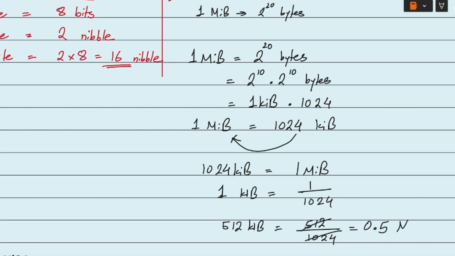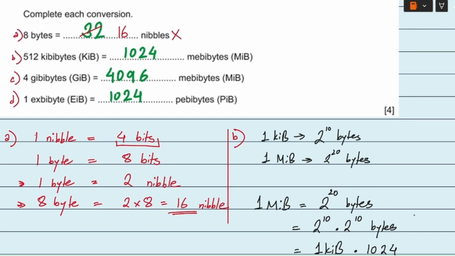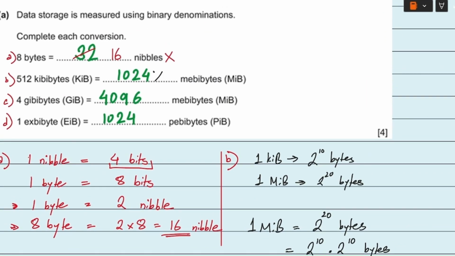So the answer that we were given in part B, that 512 kibibyte is equal to 1024 megabyte, this is incorrect. The correct answer is 0.5 megabytes. So there we have it, answer number B. Answer number C and D is correct. Now these are for you guys to check and confirm if these two are correct or not. We will move on to question number 3.